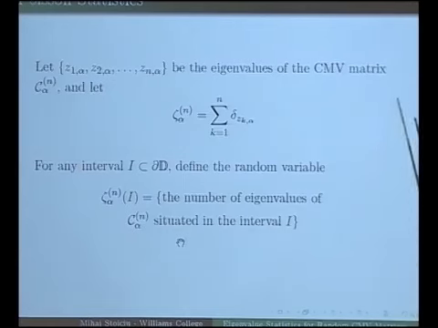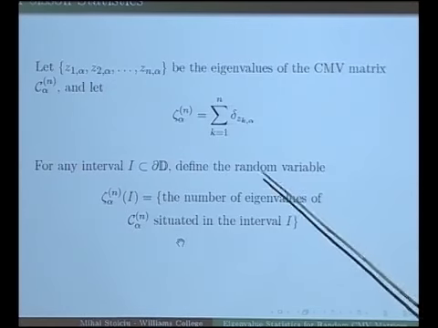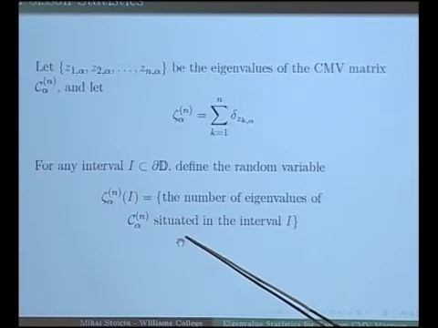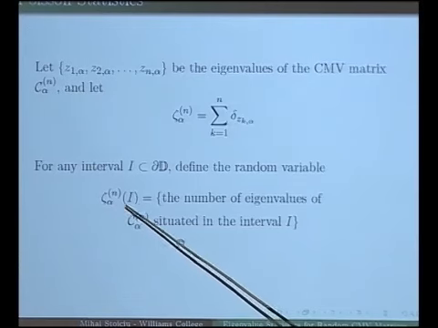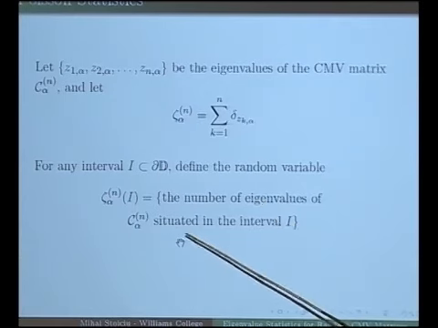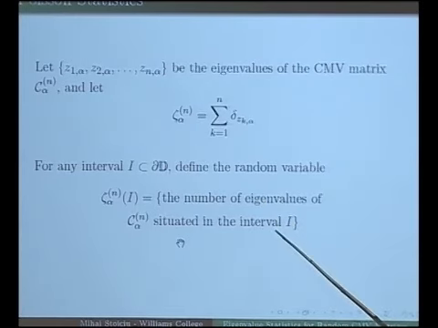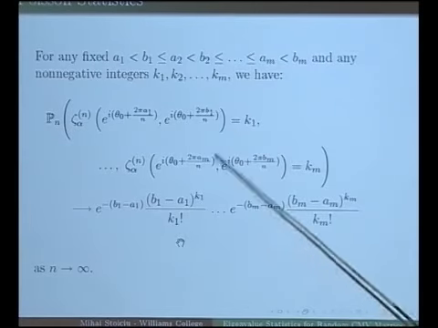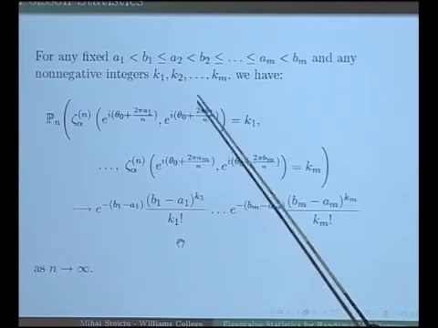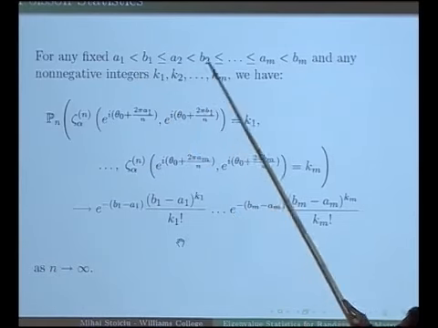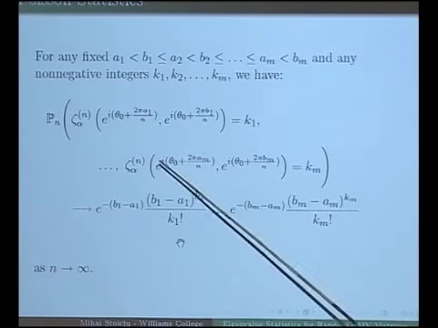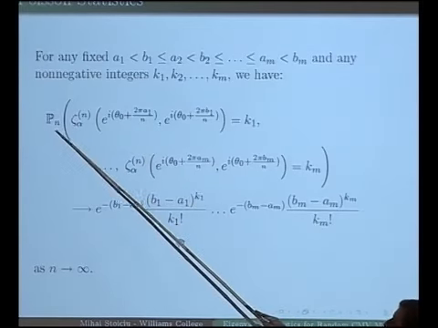So how do we make this even more rigorous? I take the eigenvalues of the CMV matrix, and I put Dirac delta measures there, and I construct a random measure. So for every eigenvalue, I put a Dirac delta measure. I get a random measure, which is a point process. And so when I apply this point process to an interval, this is a random variable, because this is the number of eigenvalues situated in interval I. And this is formally the result.